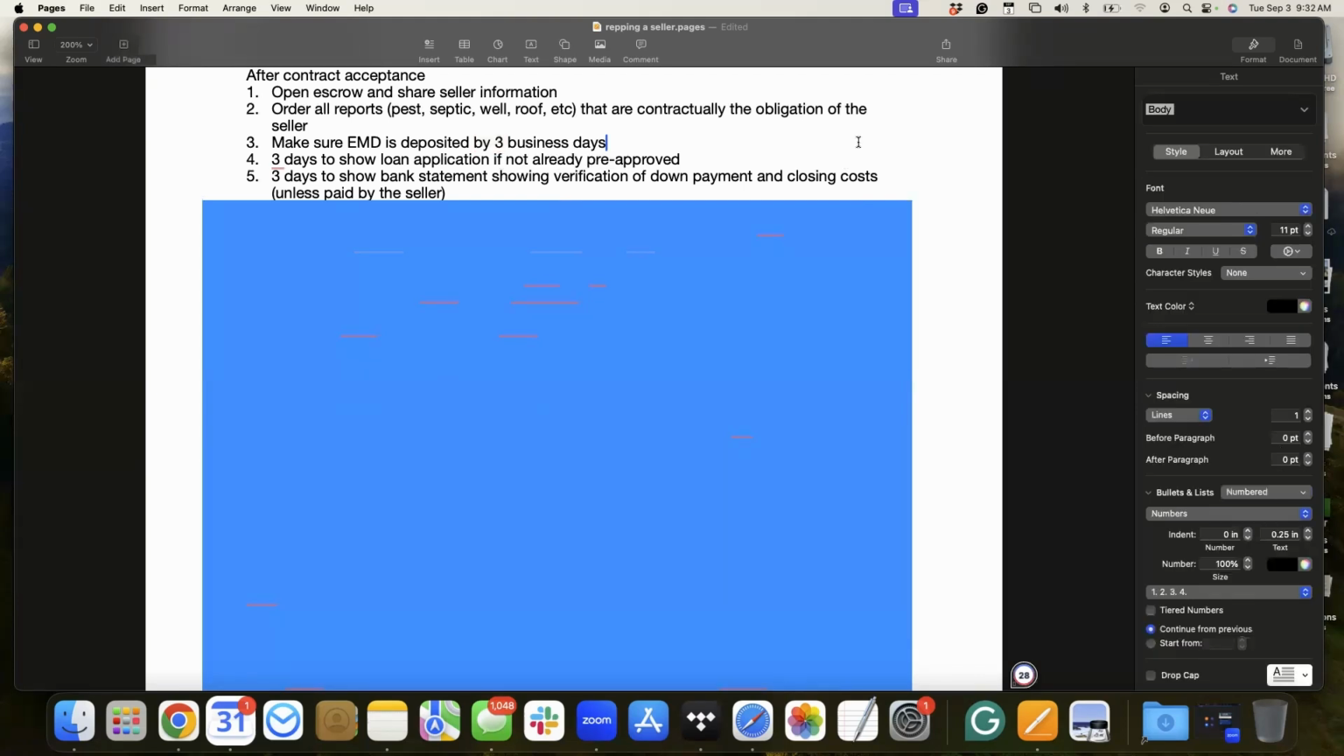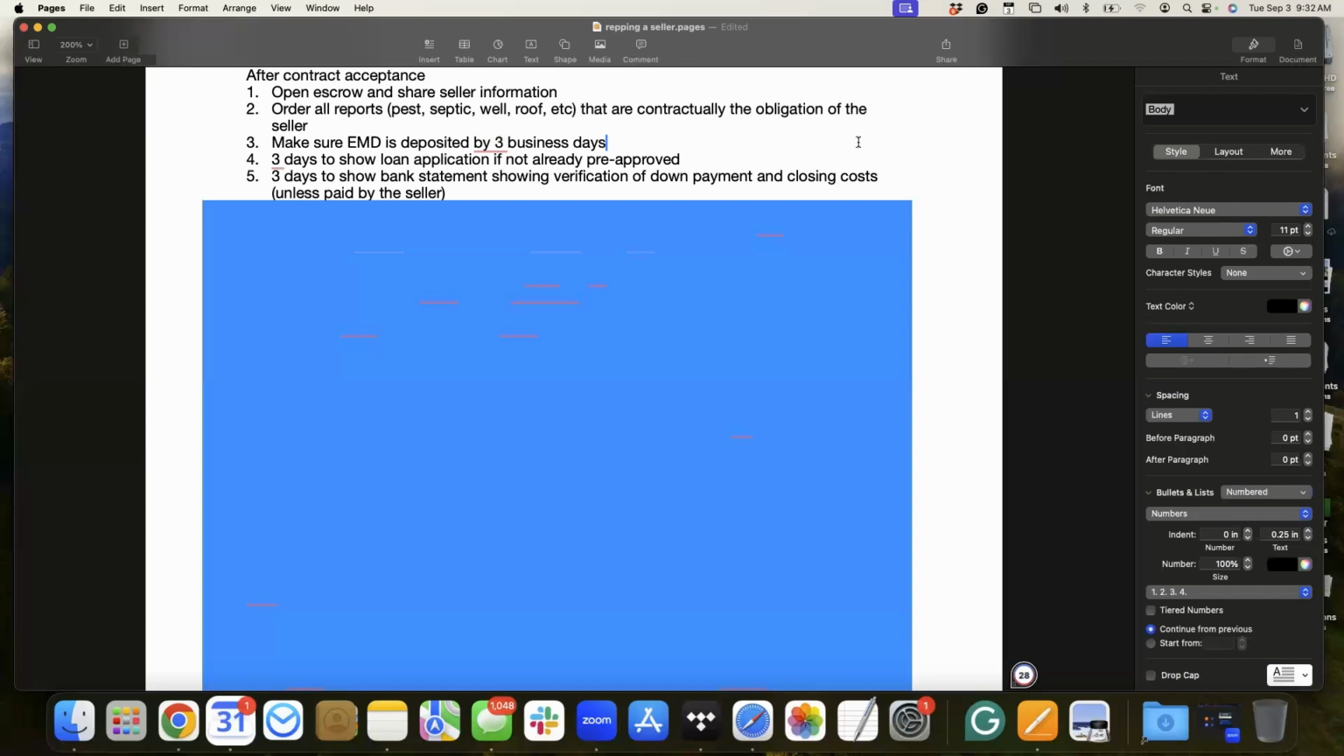So who's in charge of making sure that we stay on track with the contract, escrow or the agents? Agents, right? We are. Who enforces the contract? The listing agent, the seller. The seller enforces the contract through the listing agent. So if we want to make sure that EMD is in on time, how do we do that? Be in contact with the seller and escrow.